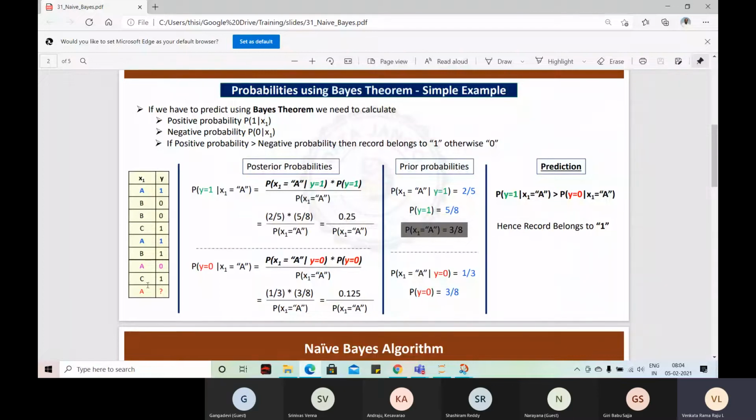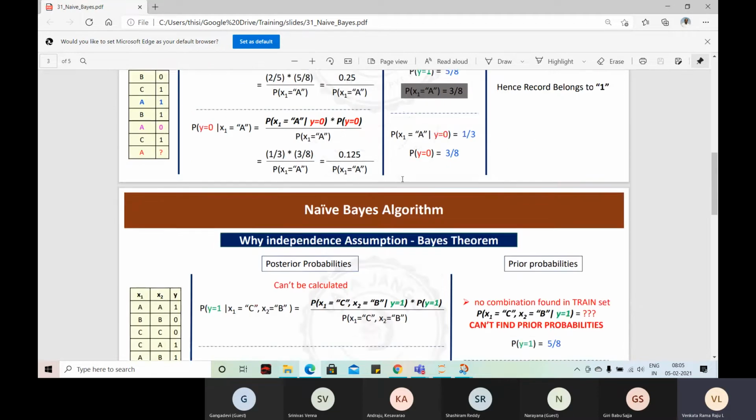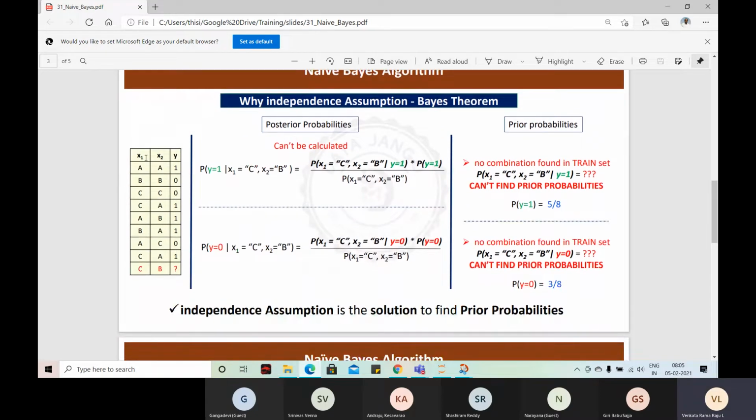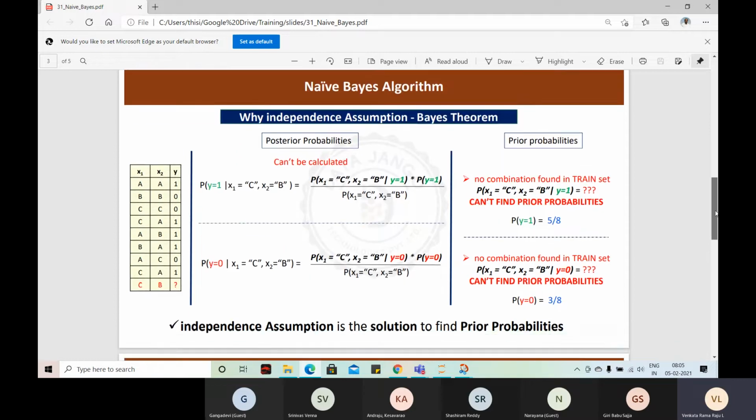I have taken a simple example and am trying to calculate the positive and negative probabilities using Bayes theorem. Here the record belongs to 1 because the probability of 1 given x is higher than the probability of 0 given x. So if you have two input variables, what is the problem? If you use Bayes theorem, what problem will we get? Why do you need to take the independence assumption, and why do you need the naive Bayes algorithm? That's the question I am trying to answer. So this is Bayes theorem, not naive Bayes. This is just Bayes theorem.